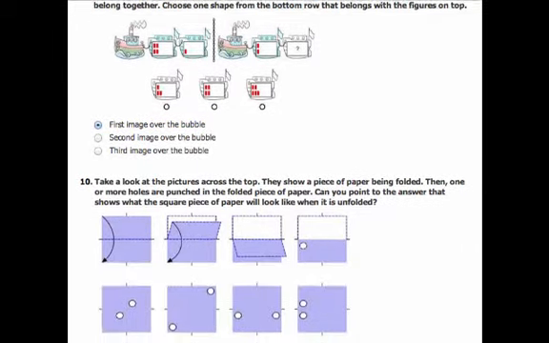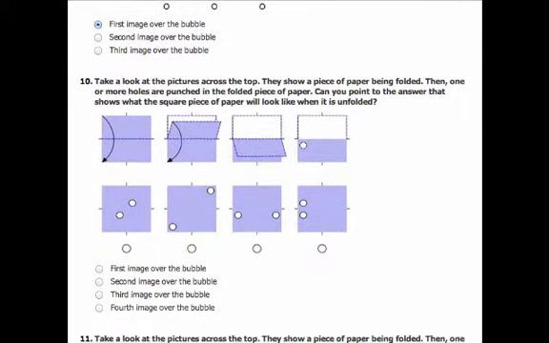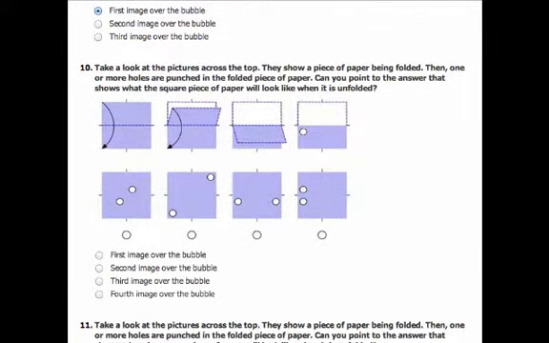The next part, every one of the COGAT tests that I've seen has had paper folding on it. So the children have to look at how they're folding the paper and then where the circle is cut. So when the paper is open, where would the circles be? And you can see they would be right on top of each other on the left side. So we'll pick the fourth one.